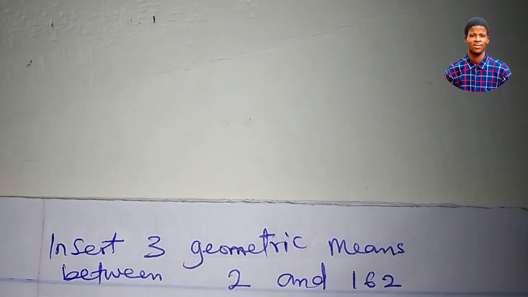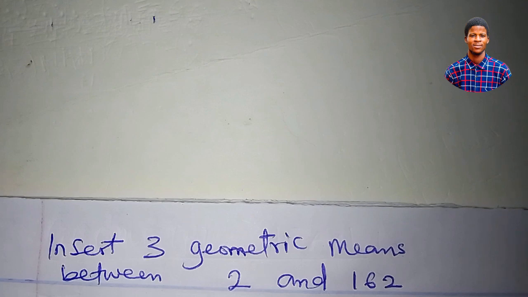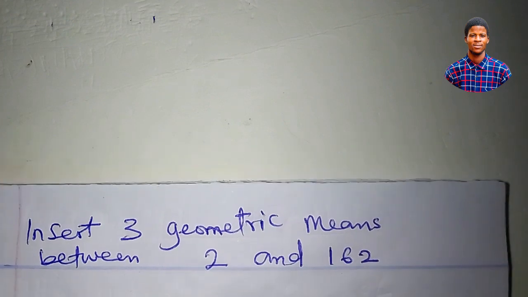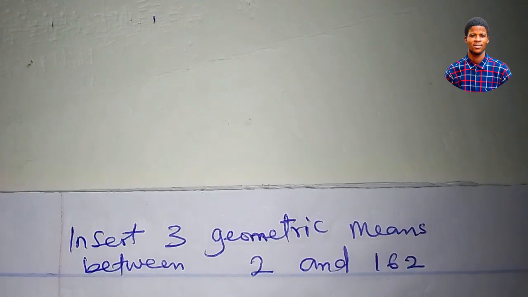Now, I can actually have more than one geometric mean between two numbers. So how do I do that? Here, I want to insert 3 geometric means between 2 and 162. So let's dive right into the solution.